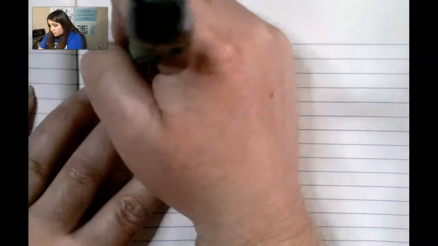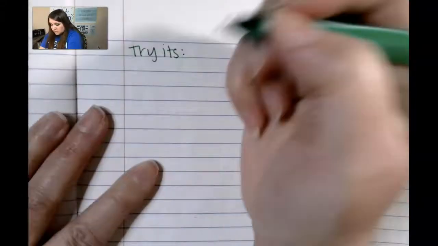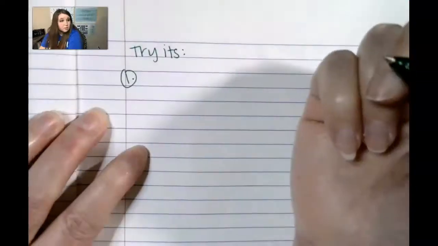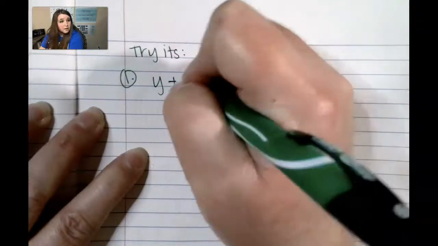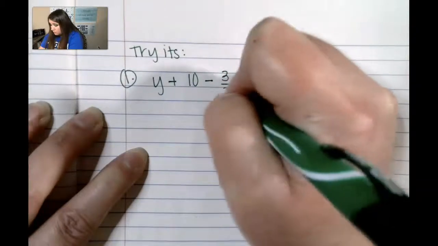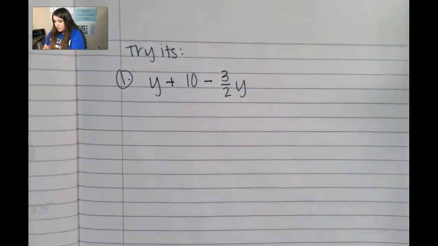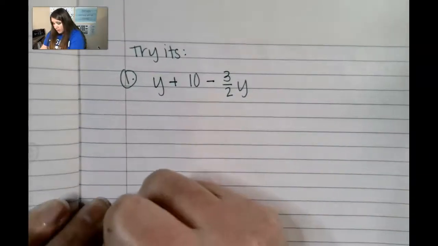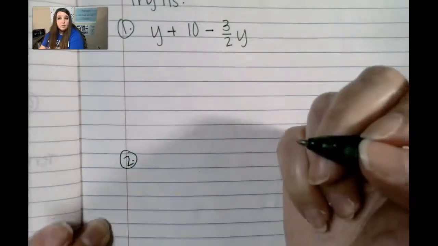But in this try it, they're going to give you a rational number. It's fine because you're not doing anything with the rational numbers yet. Tomorrow, we will. All right, or in our next lesson, we'll do rational numbers. Okay, so right now, this expression is y plus 10 minus 3 over 2y. So that is try it number 1, which is a great try it because you're going to have a lot that will show up that look like that one.